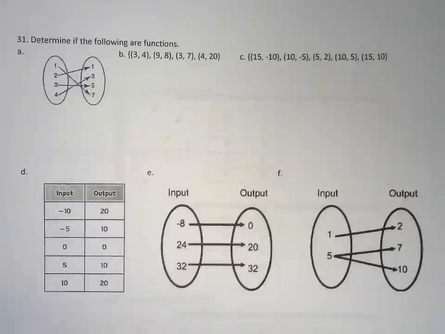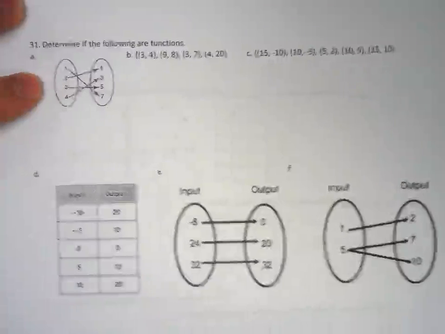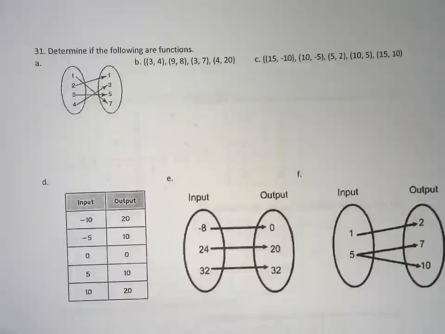We're taking a look at 31 now on the study guide. It says determine if the following are functions. Remember with functions, you don't want x's to repeat. Every x should have one y. So if you look at this, look at A here, and I'll zoom in on each individual one.